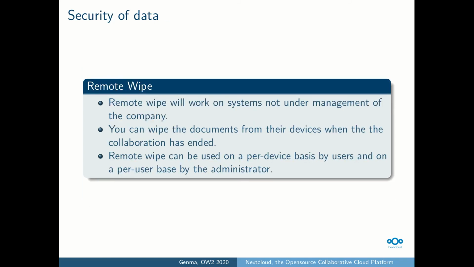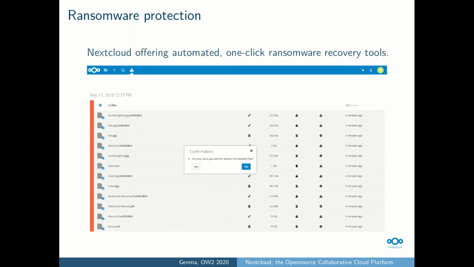Security of data. You have a functionality of remote wipe. Remote wipe will work on systems not under management of the company. You can wipe a document from their devices when the collaboration has ended. Remote wipe can be used on a per-device basis by users, or on a per-user basis by the administrator. Ransomware protection. Nextcloud offers automated one-click ransomware recovery tools.